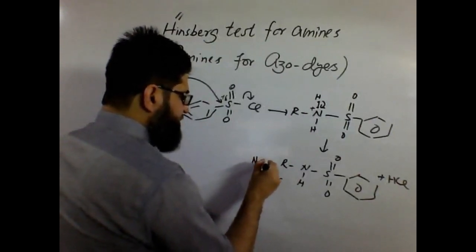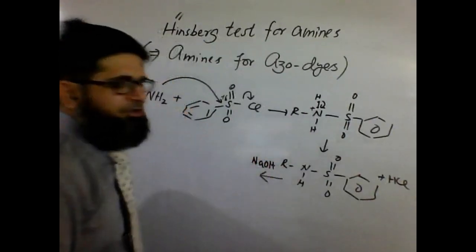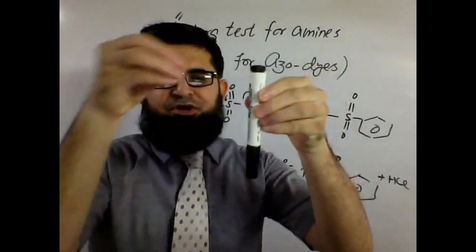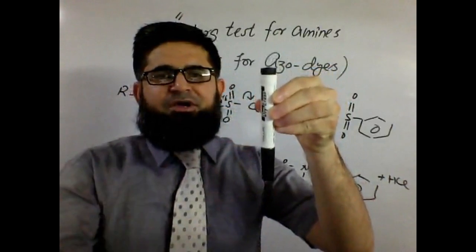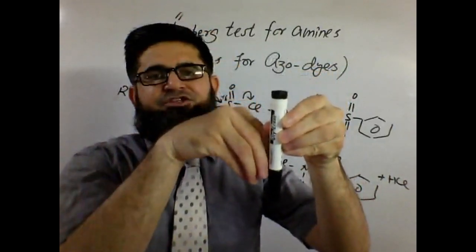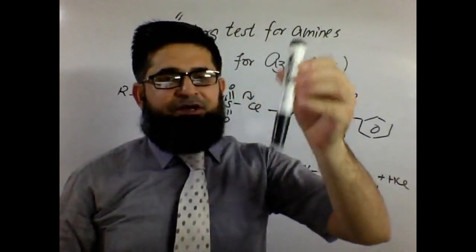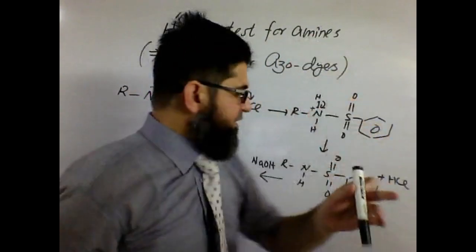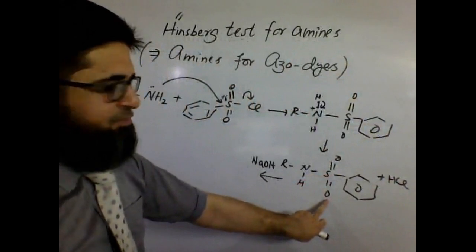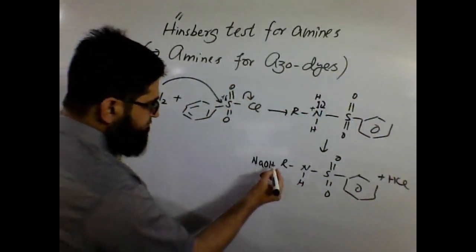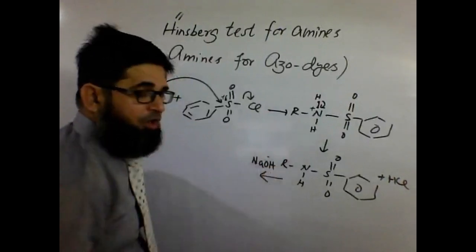We introduce sodium hydroxide into the test tube. In the test tube, we put in the given amine, we put in the Hinsberg reagent, and shake it and then let it stand for a while. As soon as this product is produced, we put in sodium hydroxide. We have an idea. Sodium hydroxide is a strong base.